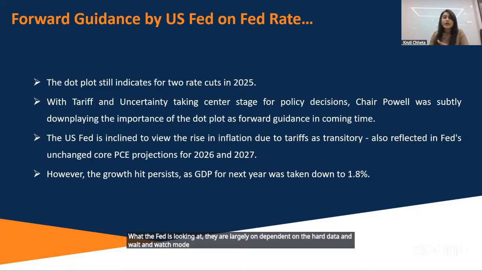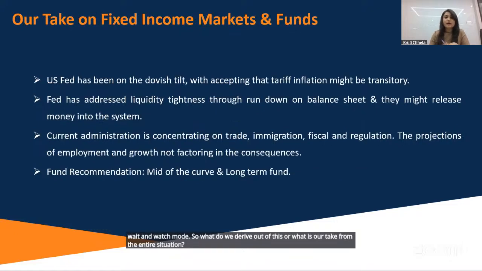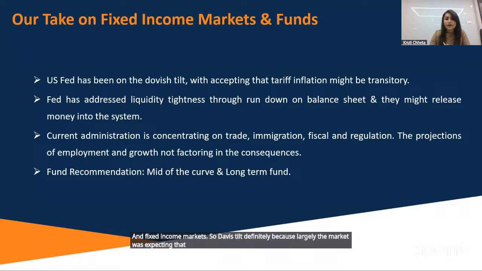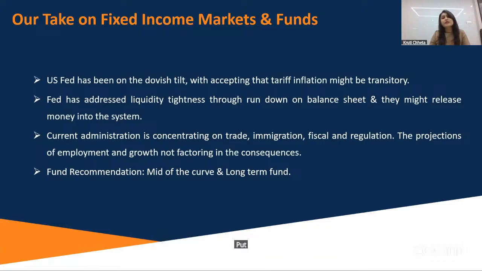So what do we derive out of this, or what is our take from the entire situation in fixed income markets? Dovish tilt, definitely, because largely the market was expecting that there could be some hawkish tilt, given that there are a lot of announcements taking place. There are tariffs which have been implemented or are going to be implemented, and also there are retaliatory tariffs put by the other economies on the US. So there's a lot of uncertainty.